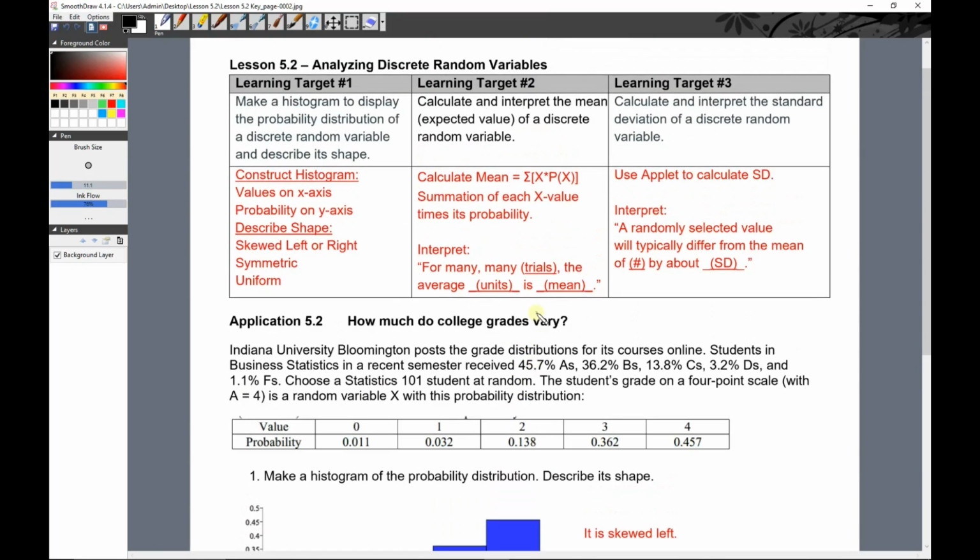All right, so we're on page 2 and we're going to start out with the learning targets. The first one is to make a histogram in order to display the probability distribution of whatever discrete random variable you're working on and describe its shape. So when you construct the histogram, remember the values of the random variable go on the horizontal axis, the x-axis, and then the probability goes on the vertical, and only go as high as the highest value that you've got, or perhaps a tiny bit higher, but you don't go to 100%. Then you get what you get and describe its shape.